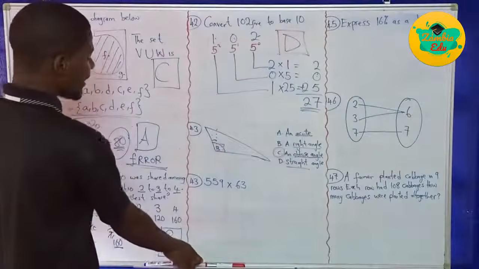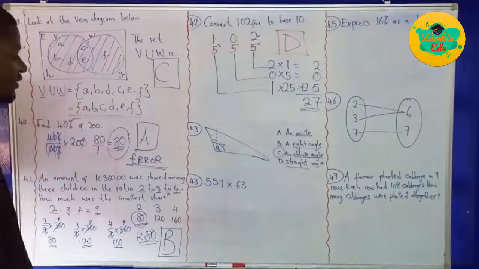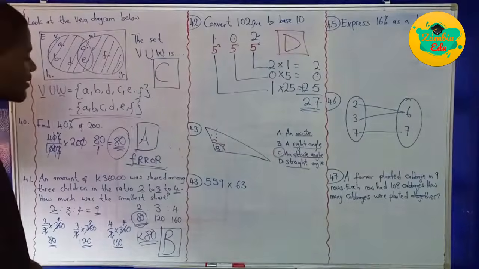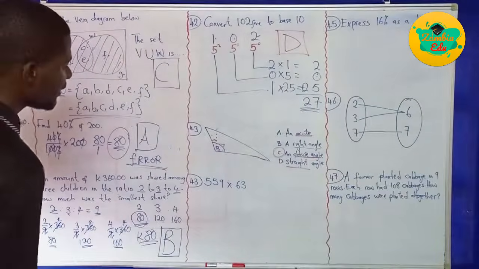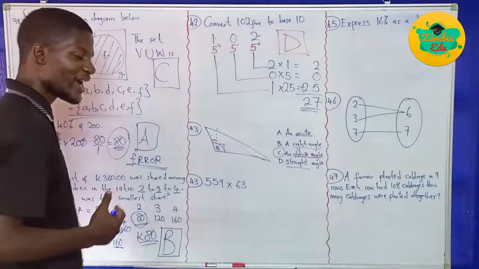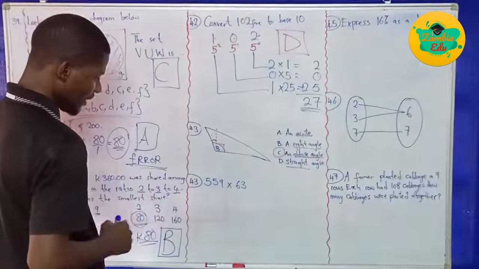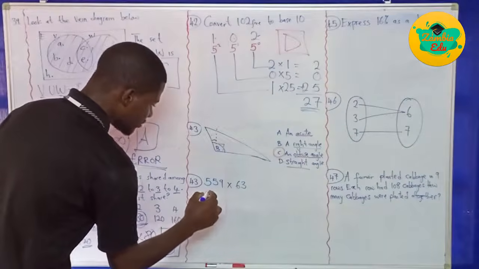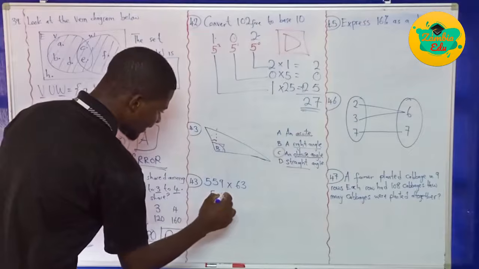We straight away move on to solving question 43 so that we can conclude soonest. So question 43 is asking us to multiply. And for us to multiply, we should do it vertically in that way.